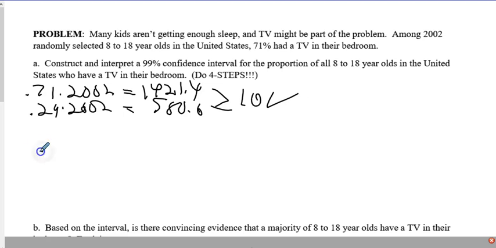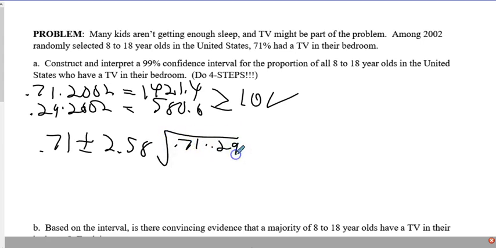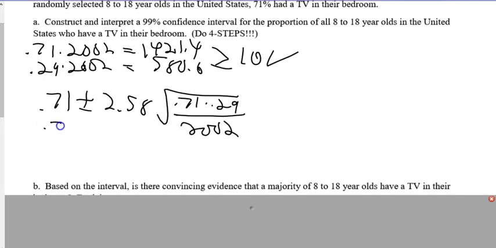So, same formula, 0.71 plus or minus. We're doing a 99% confidence interval, so again, that's 2.58. And then we do our 0.71 times 0.29 divided by 2002. I type into my calculator, square root, 0.71, 0.29 divided by 2002. Hit equals, it's going to be a real tiny decimal, multiply it by 2.58, and I will get plus or minus 0.03 this time. So what's my range? 0.68 to 0.74.